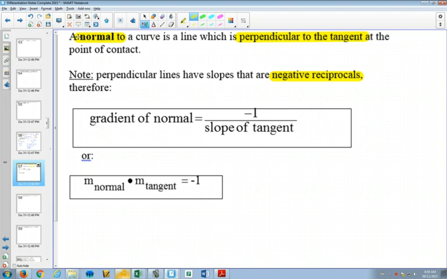So if one is yellow, the other one will be blue.